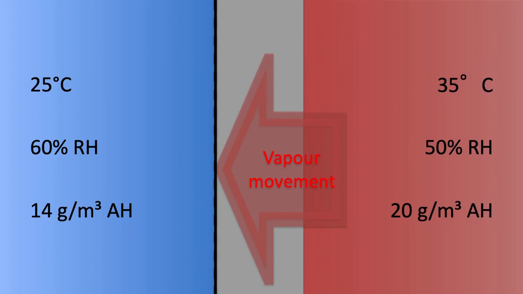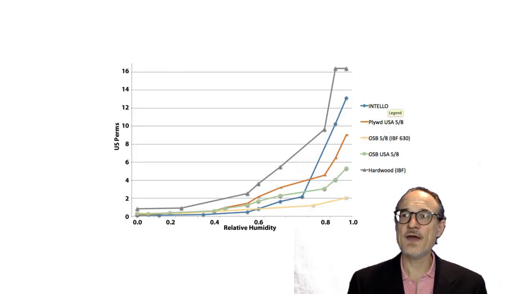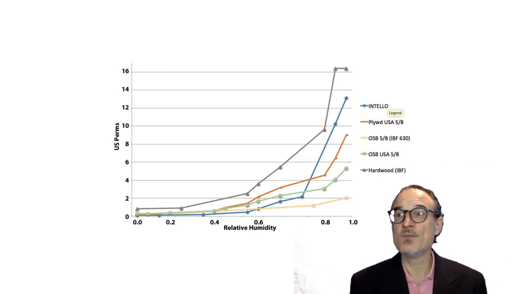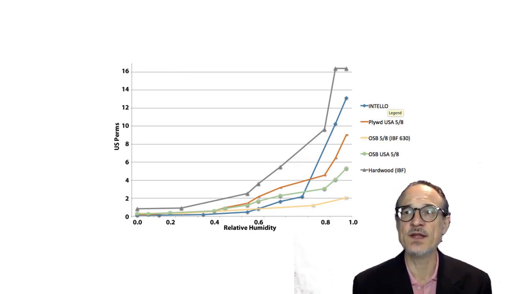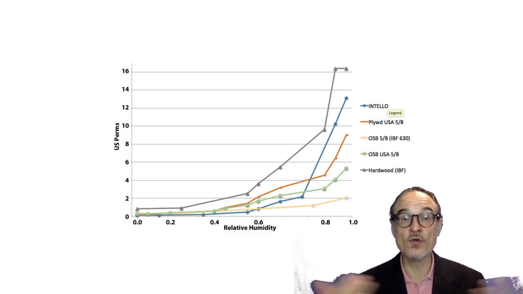Now, what you would ideally have is a wall that starts to open up when it needs to in the summer. And if it opens up, you can then start the vapor escaping into the house and stopping any build-up inside the walls. And luckily, there are materials that do this. So these are various materials looking at the relative humidity along the bottom, and the perm, the vapor permeance going up. So generally, as things get more humid, many materials start to get more vapor open.